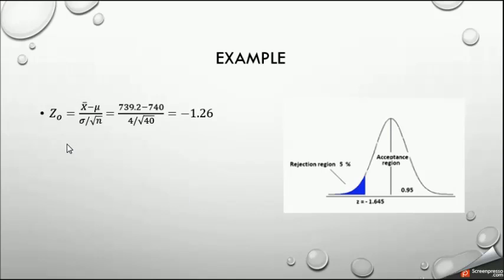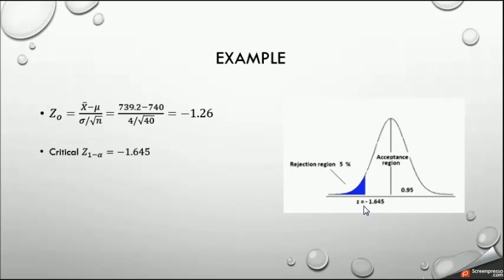Now we have the same methodology to compute z0. For z0 we have the x bar value, the sample mean, minus the hypothesized mean mu, divided by sigma over the square root of n. Sigma equals 4, and n is the sample size, 40. We calculate z0 to be minus 1.26. We have the critical value z of 1 minus alpha to be minus 1.645.